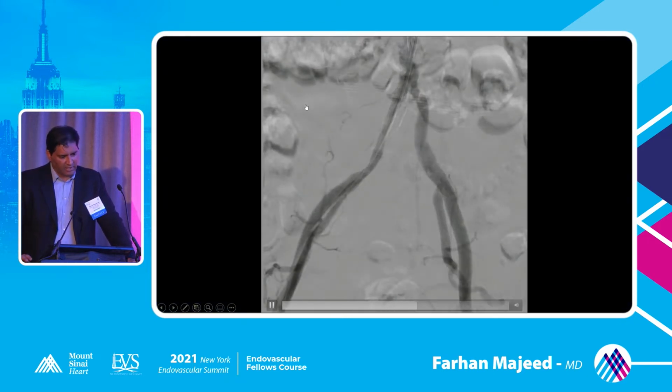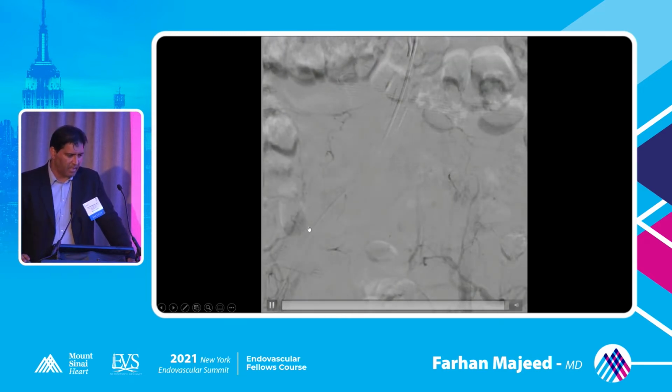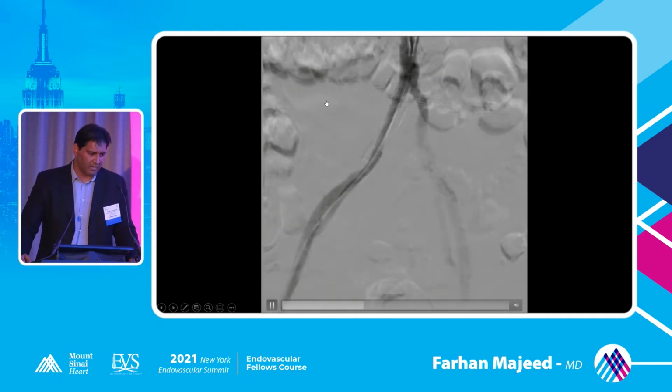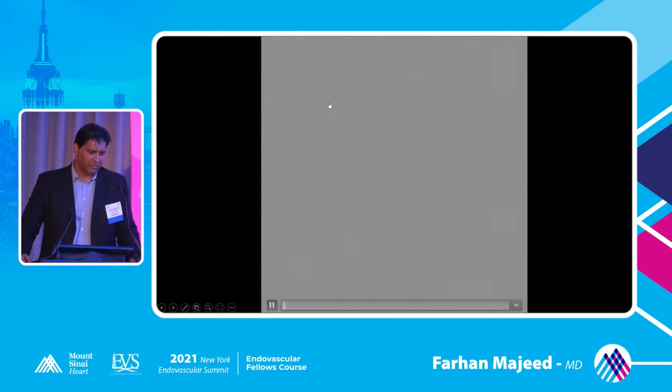So this is our angiogram. And what you can see is you have catheters in the abdominal aorta. You can see that there's some moderate disease in the right common iliac, and the left looks fairly decent.